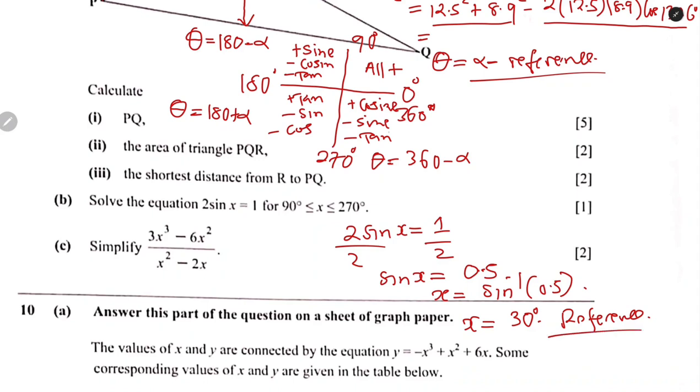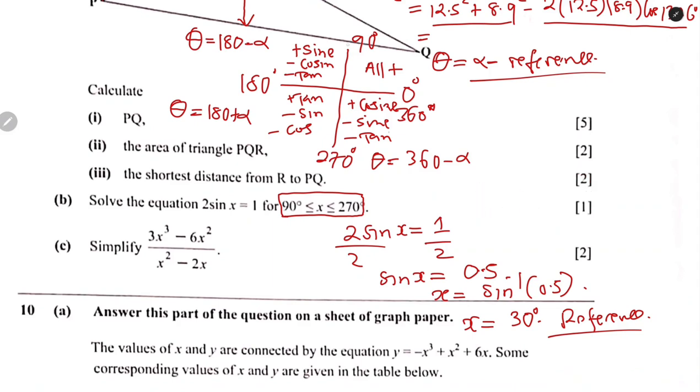Now look at this. They want the value of theta from 90 to 270, and the ratio that you are dealing with is sine. Now look at this part. This 0.5 is not negative, it is positive. So we are looking for the positive value of sine, but in the range from 90 to 270. Now this is where most of you miss it. This 30 that we've found is not part of the solution because it's not in the range 90 to 270.